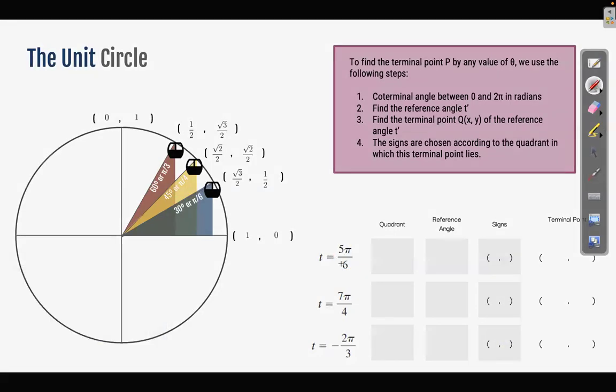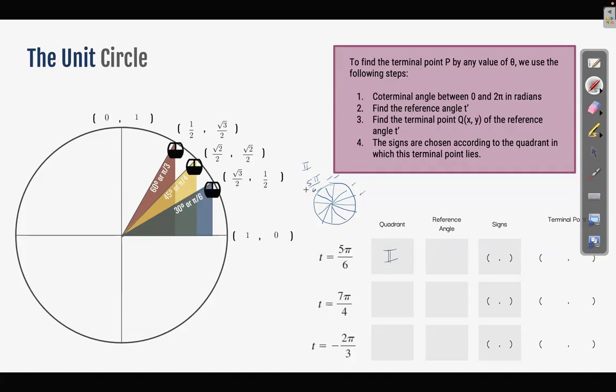So let me begin. For 5 pi over 6, we should start by sketching a circle that will be divided into 12 pieces. The denominator tells you the number of pieces you need on each half. This is quite a terrible circle, but it's just to get an idea. So this is 1, 2, 3, 4, 5. So 5 pi over 6 looks like it should be in quadrant number 2. So we're talking about quadrant number 2.